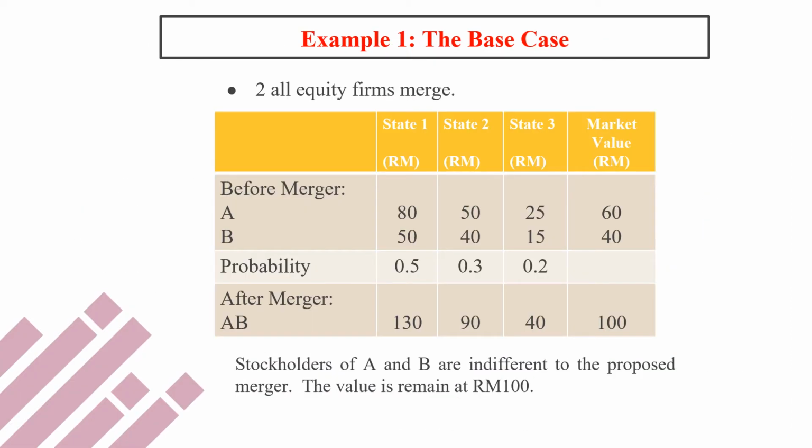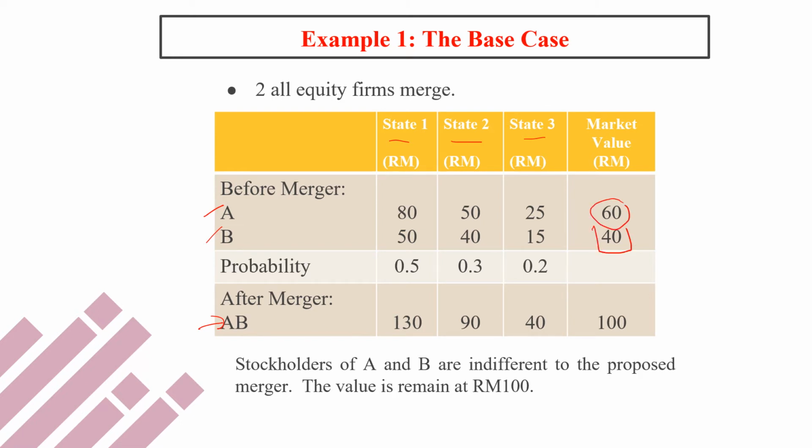Okay, so this is example 1, the base case, when two all-equity firms merge. It means that before the merger, this is company A and B. After the merger, dia akan jadi AB. Okay, so as you can see here for state 1, state 2 and state 3, dia ada nilai-nilai before merger: 80, 50, 25.